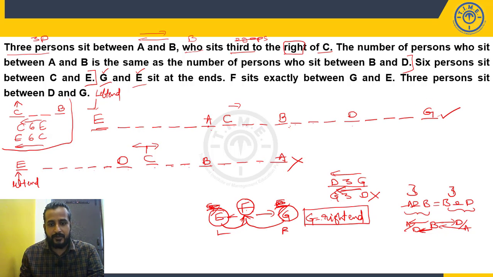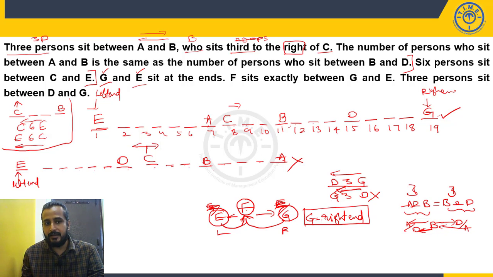And we have one statement: F is exactly between E and G. Exactly between is nothing but equidistance. So between E and G, exactly we have to place F. Count the number of persons: 1, 2, 3, 4, 5, 6, 7, 8, 9, 10, 11, 12, 13, 14, 15, 16, 17, 18, 19. Total 19 positions, because G is at the right end and E is at the left end, both fixed, so we can decide the number of persons. F is exactly between E and G. In the 19 positions, exactly between is the 10th position, so F will be here. This is our final arrangement.